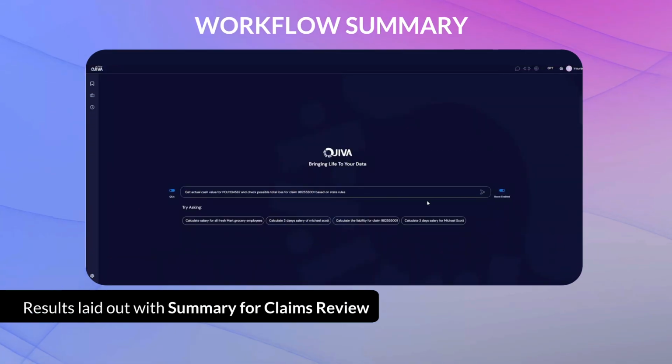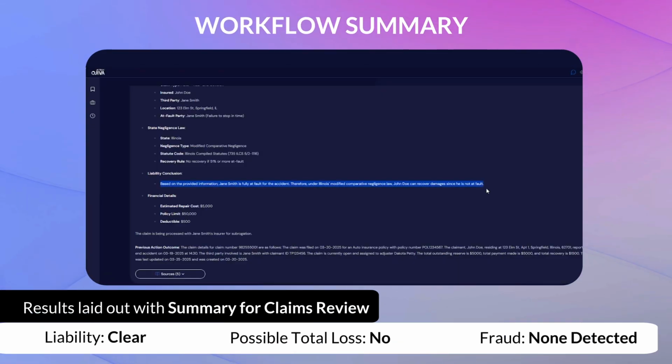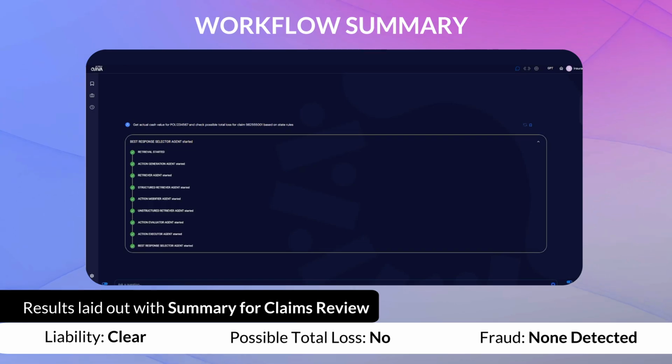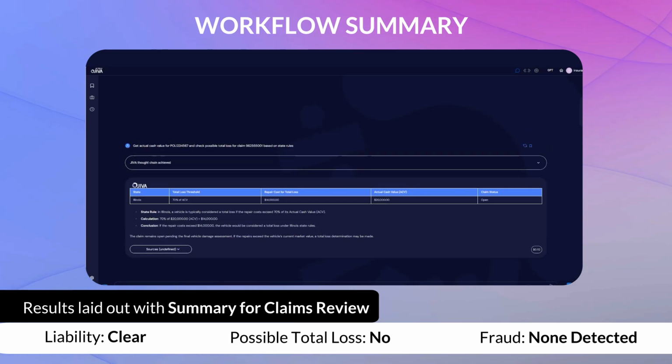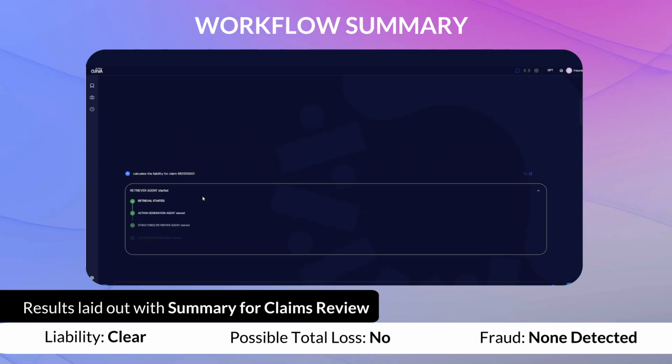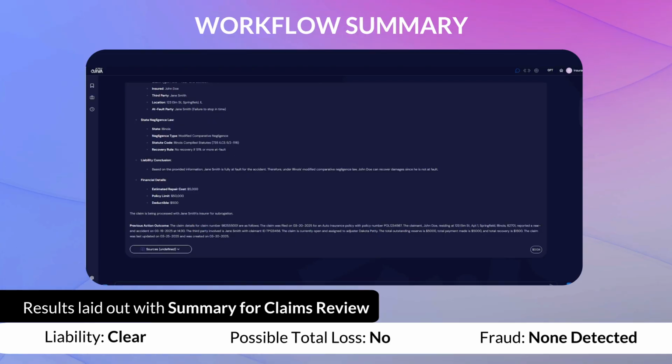In seconds, JIVA runs automated checks for liability and possible total loss. It calculates actual cash value, applying state-specific rules and confirming whether the vehicle is a total loss. In this case, it isn't.